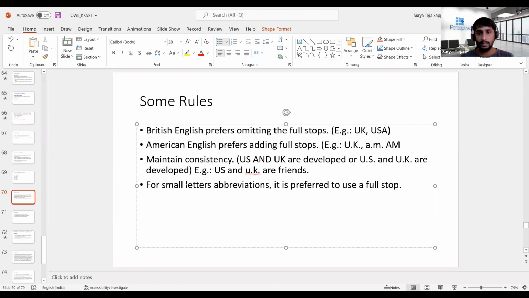So as I said, for small letter abbreviations, it is preferred to use a full stop while we are abbreviating them. Does anyone have any doubts in these particular rules?